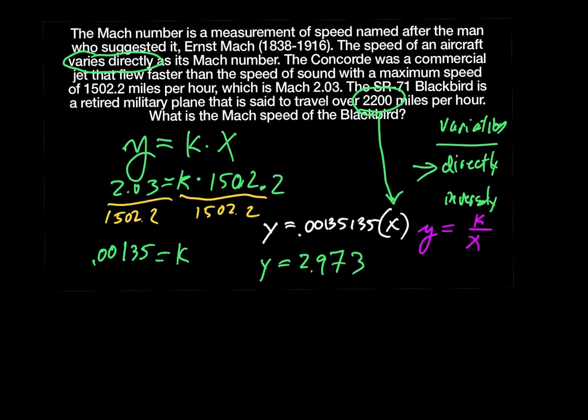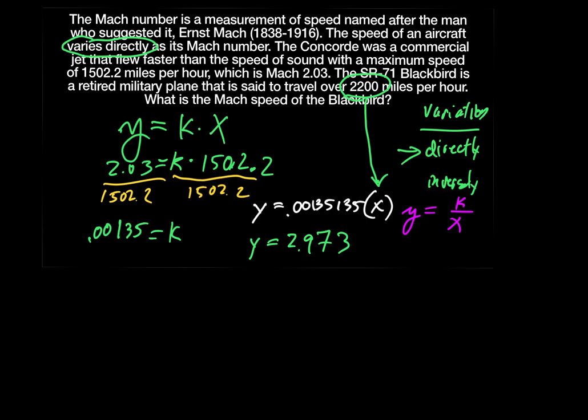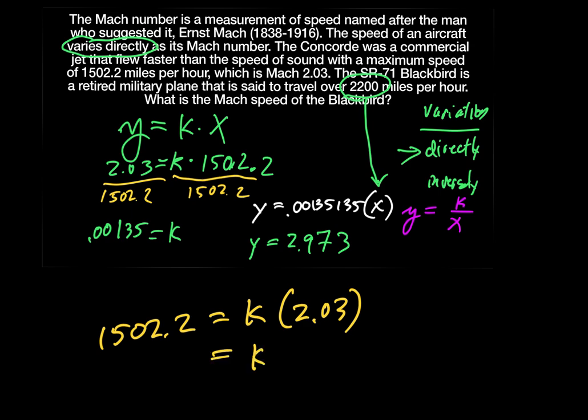Some people say, well, what if I set it up the other way? And what do I mean by that? If I set it up and said 1502.2 equals k times 2.03, what if I put the x and y in a different place? Well, my k here would be 1502.2 divided by 2.03, which is 740. My equation would then be y equals 740x.